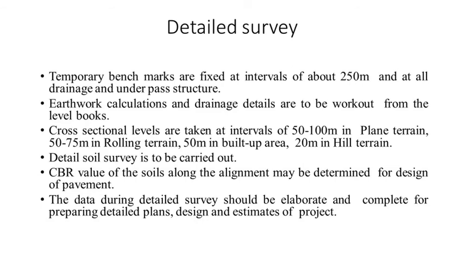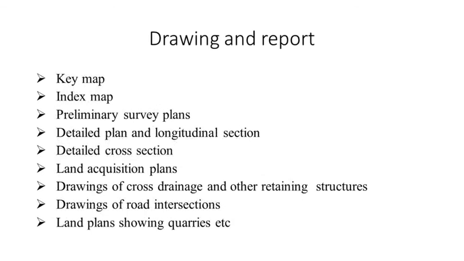Okay, so after that a detailed soil survey is also carried out. CBR value of the soil along the alignment may be determined for design of pavement. The data during detailed survey should be elaborate and complete for preparing detailed plans, design and estimation of the project. Okay, so that is the drawing and report. What key maps are required? Key map, index map, preliminary survey plans, detailed plan and longitudinal section, detailed cross section, land acquisition plan, drawing of cross drainage, other retaining structures, drawing of road intersection, land plans showing ferries.